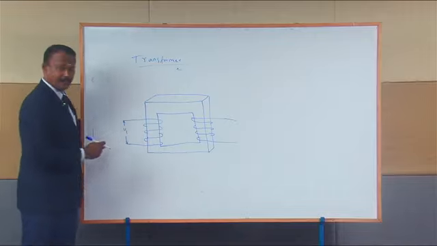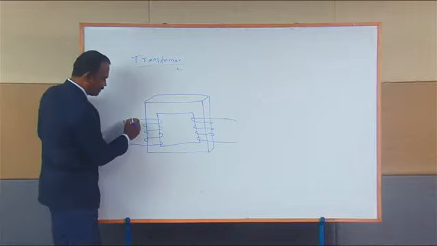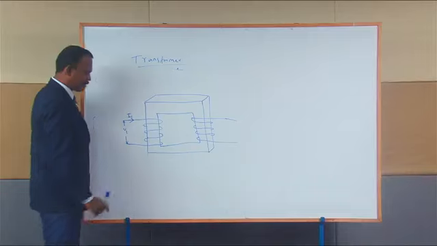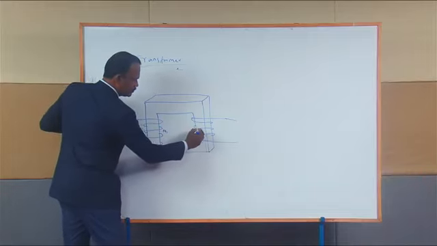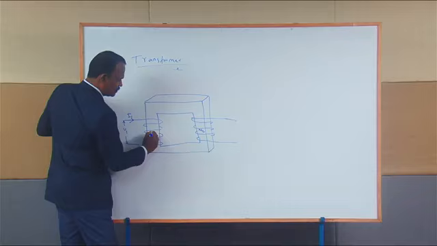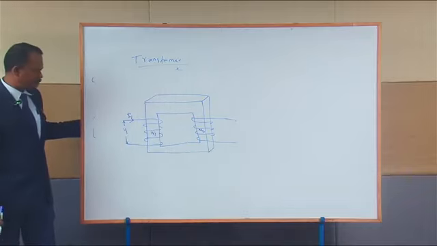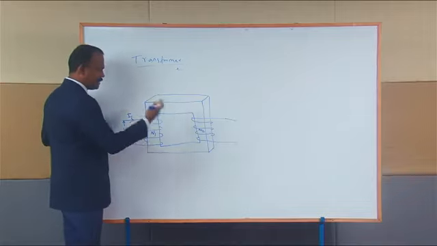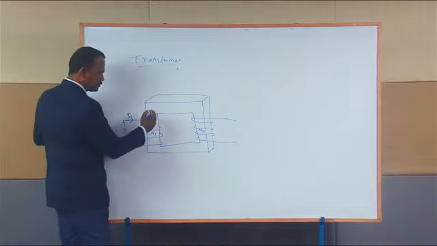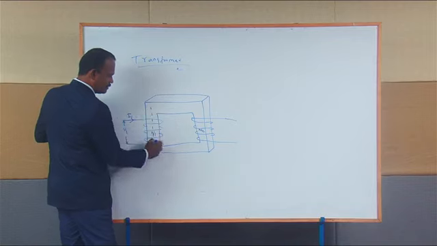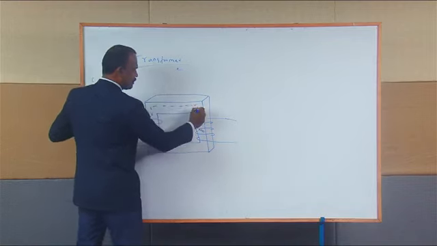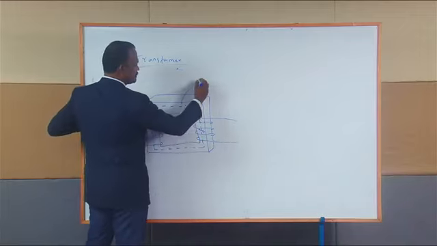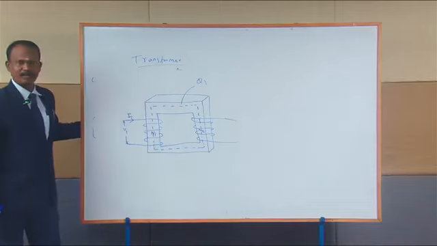I am applying the voltage V1 to the primary side of the transformer. So when you apply the voltage V1 to the primary winding, the current I1 will move into the primary winding. Let us assume that N1 and N2 are the number of turns of primary and secondary. When the I1 current gets into the primary winding, it creates a flux phi. This flux phi will travel in this magnetic core, and it is linked with the secondary winding. Let us take this flux as phi 1.